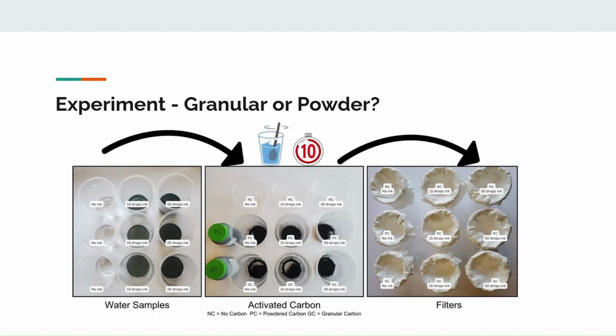In my experiment, granular activated carbon was able to filter water faster, but the powdered activated carbon removed more of the coloring.